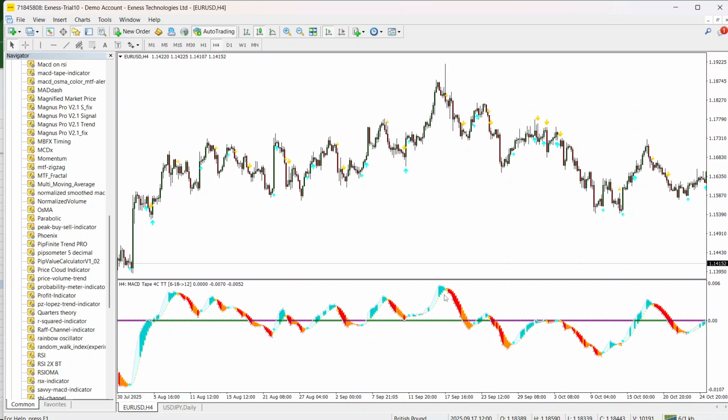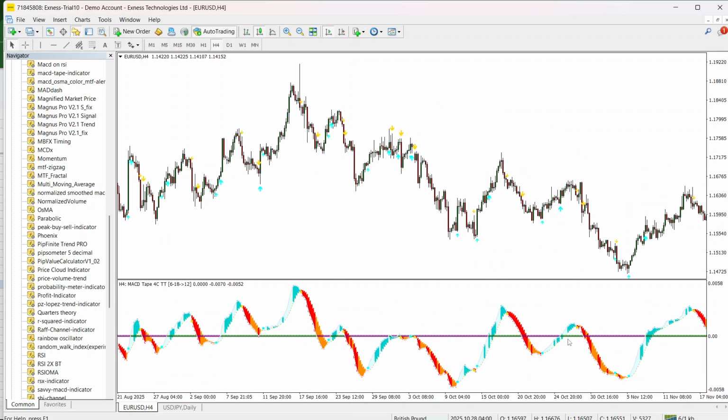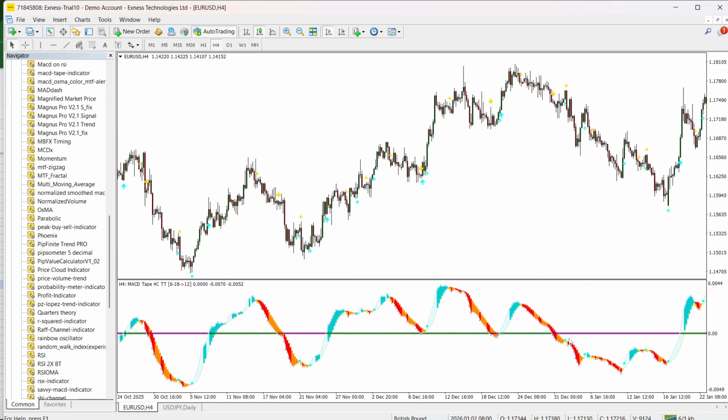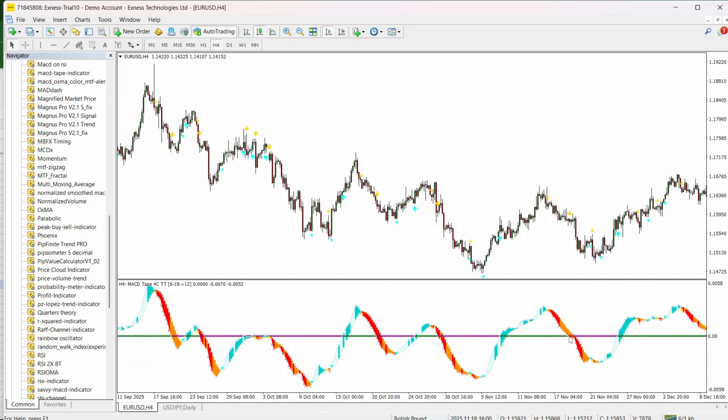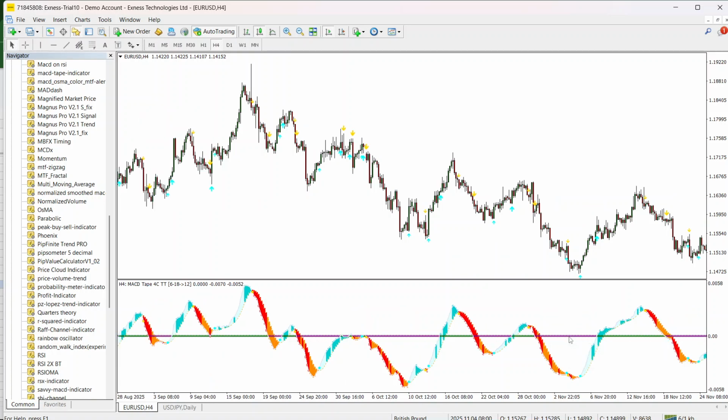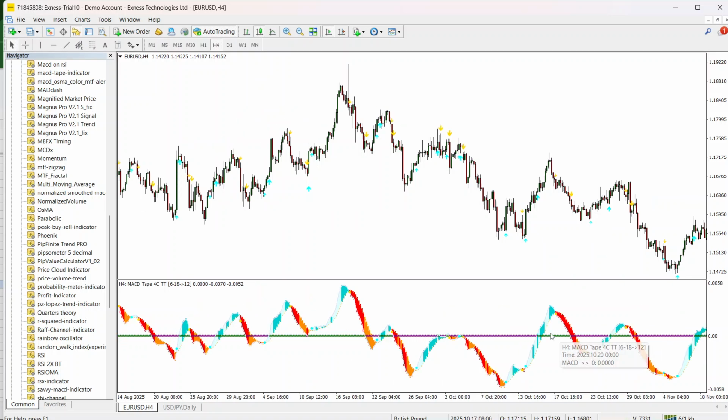based on the MACD condition, such as bullish momentum, bearish momentum, or transitional states. You can see the blue for bullish, orange for transition, red for bearish. This tape format provides a quick and intuitive way to assess the MACD status without needing to analyze the traditional line and histogram display in a separate window.